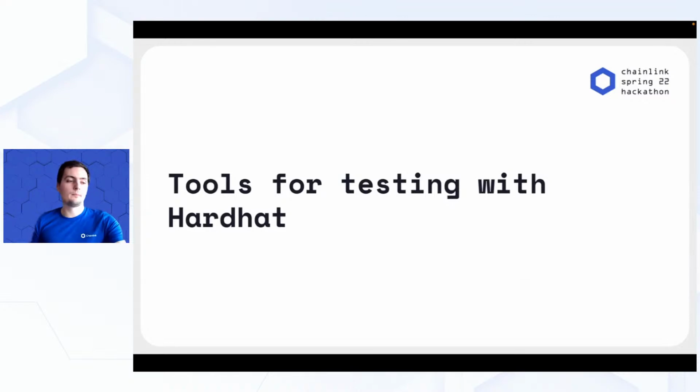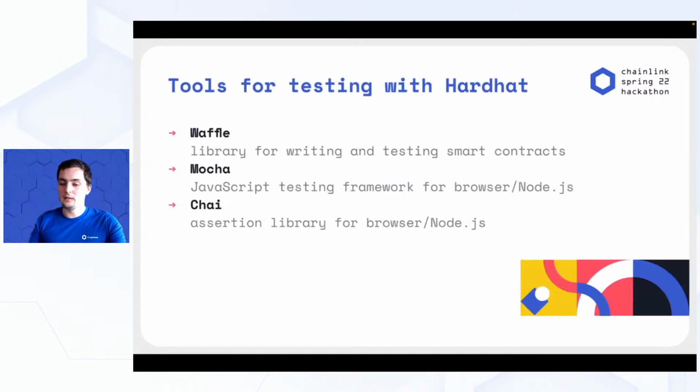So now let's take a look at some common tools when we are testing with Hardhat. The first and most important is Waffle, which is a library for writing and testing smart contracts. Then we have Mocha. Mocha is basically a JavaScript/TypeScript testing framework for your browser or Node.js. And finally, we have Chai. Chai is an assertion library. That basically means that Chai will provide some functions for us, like expect something to equal something, or assert some condition. And we need Chai in order to finish our tests properly.